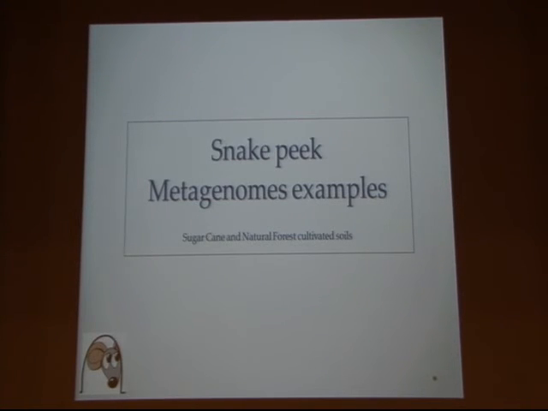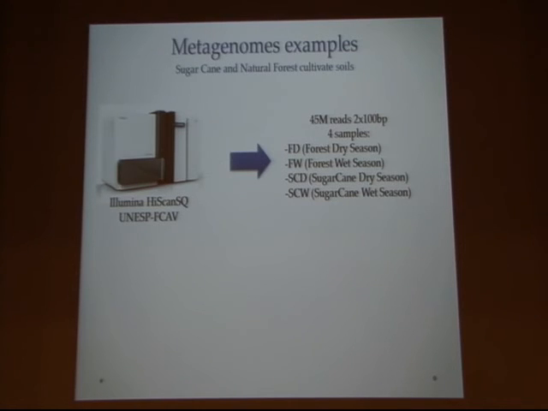And thinking about the metagenomes, let's take a quick look at this beta version in some metagenomic examples. I'm going to show sugarcane, natural forest and cultivated soils generated by our group in Jaboticabal. Okay, we have 4 different samples generated by Illumina HiScan.